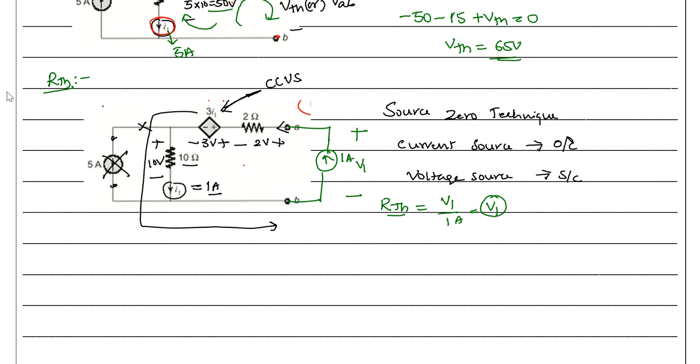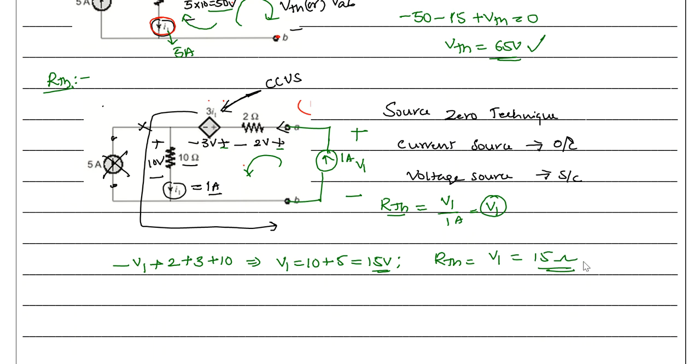Now simply apply KVL inside the loop here. First I will start reading here with the minus sign: minus V1 plus 2 volts plus 3, see this here, plus 10. Simply, V1 is nothing but 10 plus 5, which is 15 volts. Now I want RTH. RTH will be nothing but V1, but the units are what? 15 ohms. So I got 65 volts, and here I got 15 ohms.